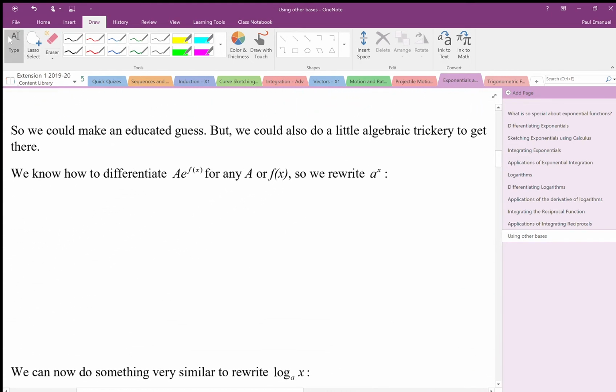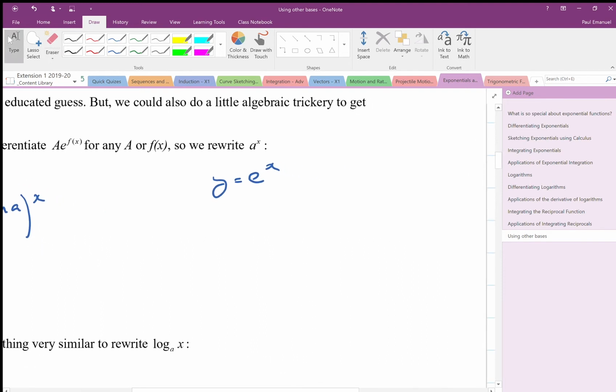So let's work out how to actually differentiate a to the x. So we've got y equals a to the x. We know what to do if it's e to the x or something like it. So what we do is we actually rewrite a, and we rewrite a as e to the power of log a, because e and log are inverses. If I do e to the power of log, I just get back to where I started. That's an important thing to know. So if you didn't know that already, e to the power of log x equals x, and similarly log e to the x equals x, because they're inverses.